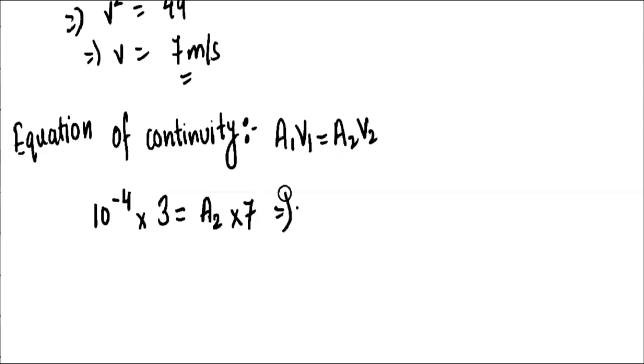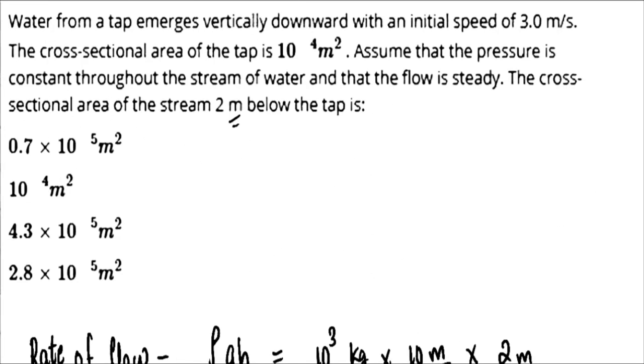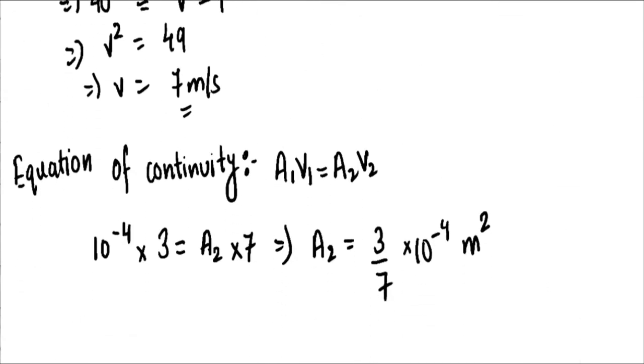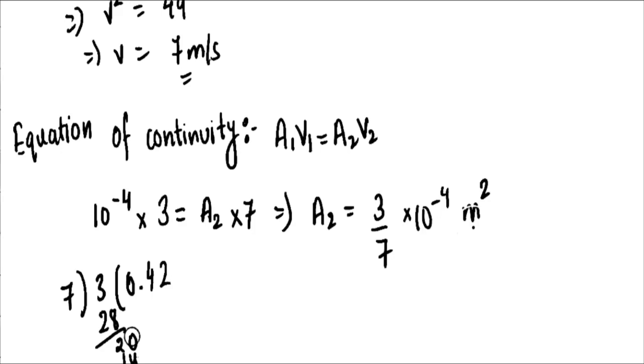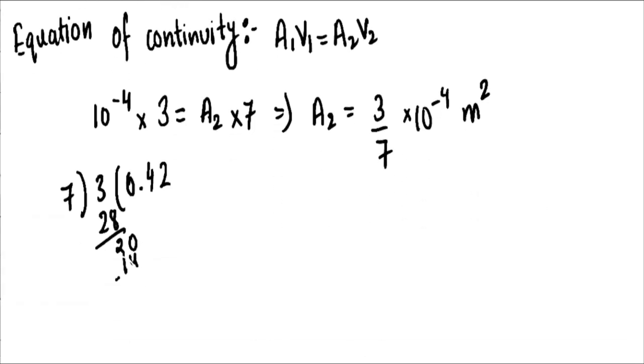So from here, a2 will be equal to 3 by 7 into 10 to the power minus 4 meters square. So this is what we're going to get, that a2 is equal to this. This is our answer. If you want to find it in decimals, then you can find 3 divided by 7. So we get 0 point, and basically 7 times 3 is 21, but 4 is 28. So 28, which you will get 2, and again you will get 2, so we'll get 14, and you have to divide it again and again.